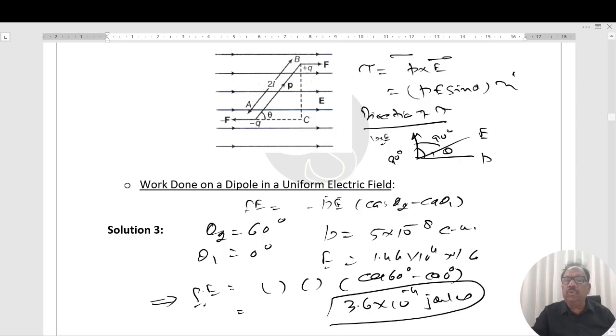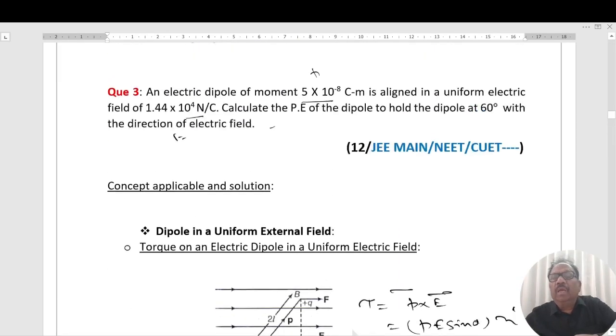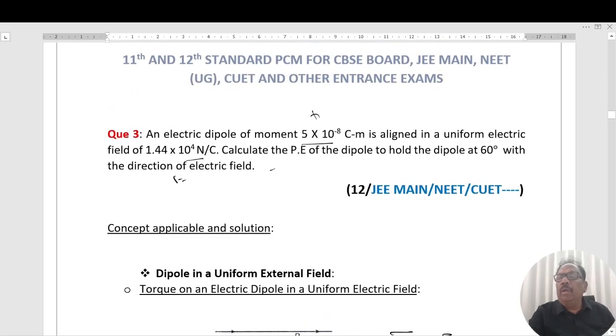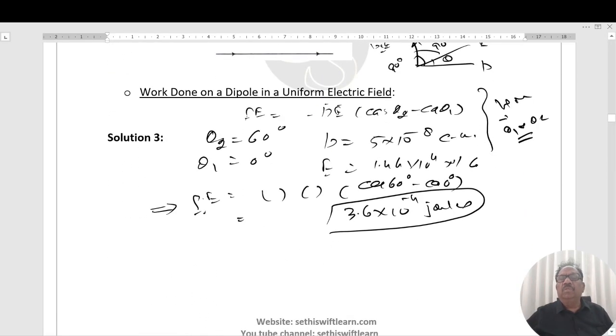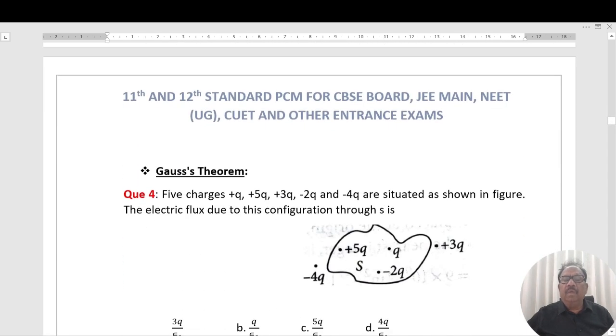In this case, the most important thing is how to identify theta 1 and theta 2. That is the only basic thing here. Initially, the angle is theta 1. To hold the dipole at 60 degrees with the direction of the electric field, initially theta 1 is 0 degrees, and theta 2 is 60 degrees. Solve it. Next, Gauss's theorem.